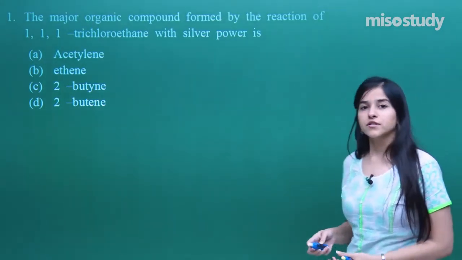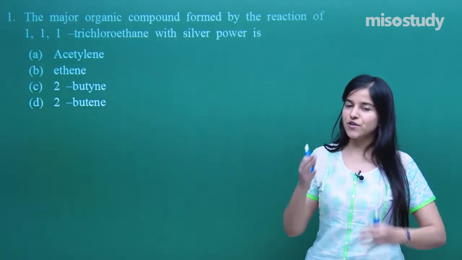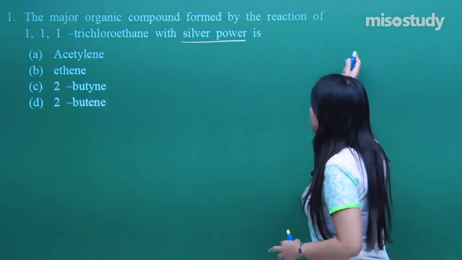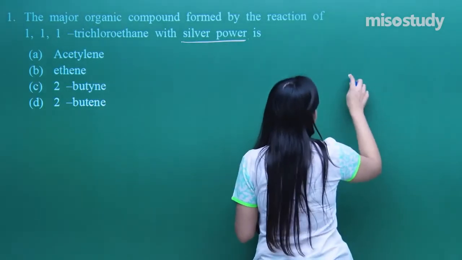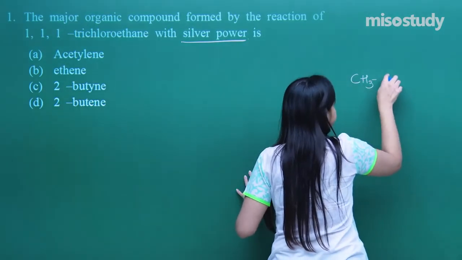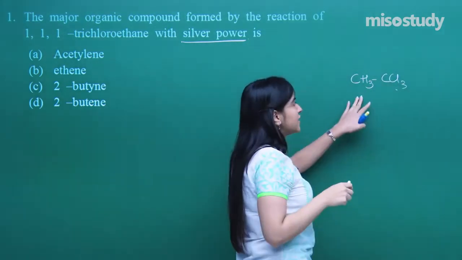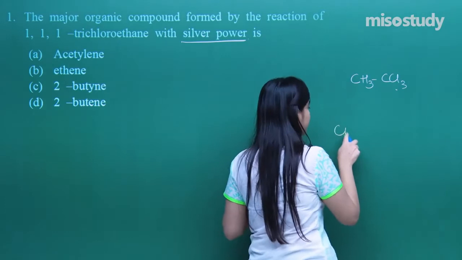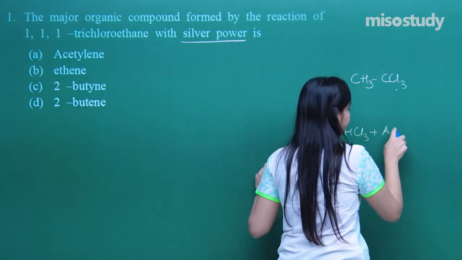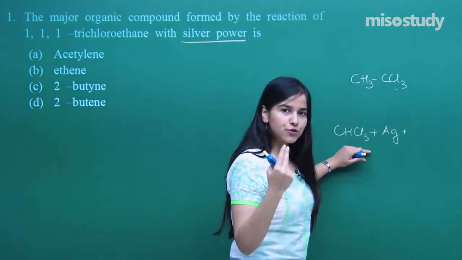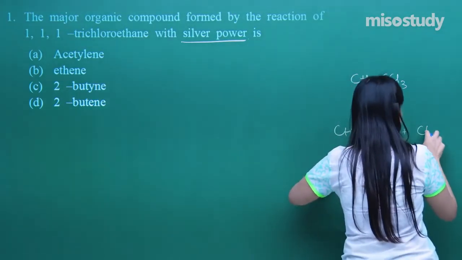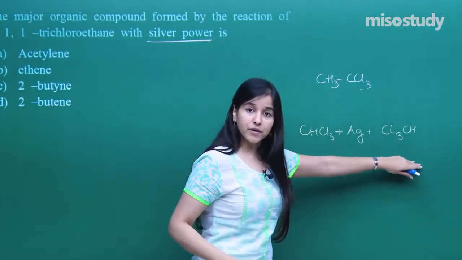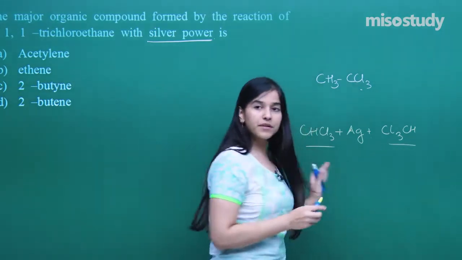1,1,1-trichloroethane with silver powder. So actually what kind of a reaction is it? Just try to recall. They are utilizing the silver powder. That means what? Trichloroethane. So let us just make it. That is trichloroethane. So you must have an idea about a reaction which is between chloroform and silver. So here we take 2 moles of chloroform, something like this.